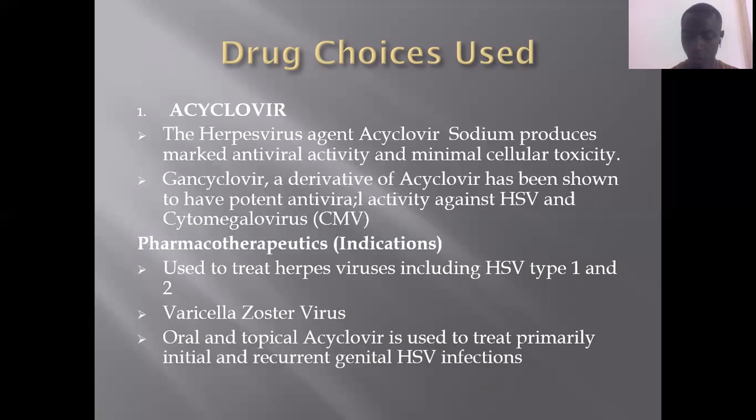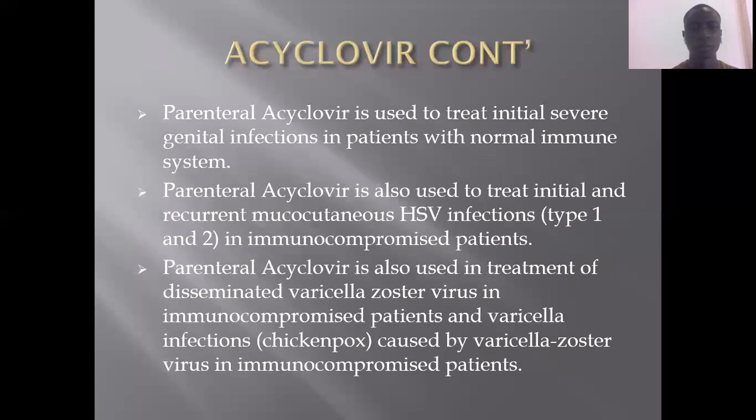We are talking about chickenpox. Oral and topical acyclovir can be used to treat primary or initial genital herpes virus. Also, parenteral acyclovir is used to treat initial severe genital infection with a normal immune system.